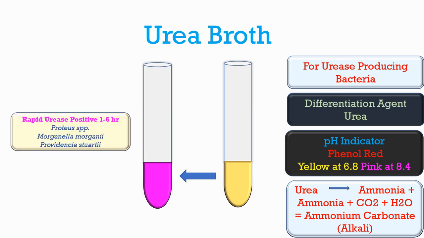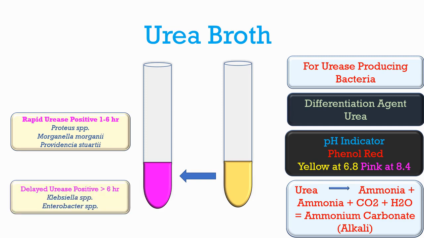Rapid urease positive organisms include Proteus species, Morganella morganii, and some Providencia stuartii strains that turn pink within 1 to 6 hours of incubation. Delayed urease positive reaction is given by organisms like Klebsiella species and Enterobacter species after 6 hours of incubation. It can become more intense during further incubation. Negative urease reaction is shown by persistent yellowish color and is an example of Escherichia coli.